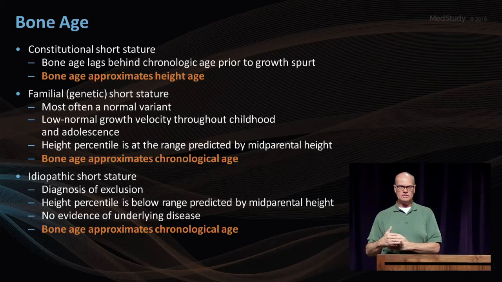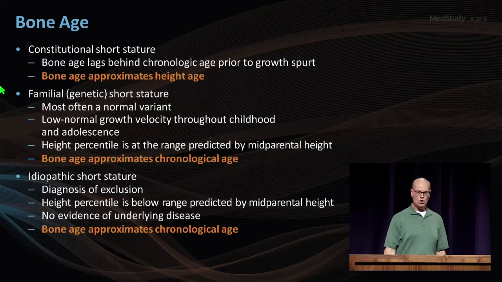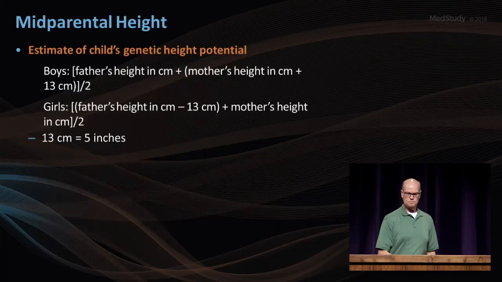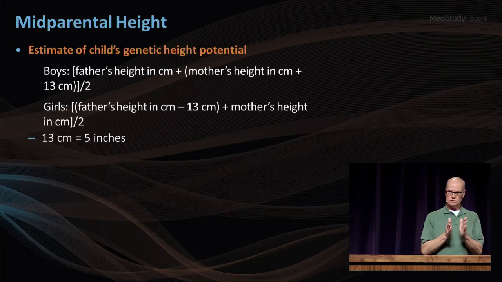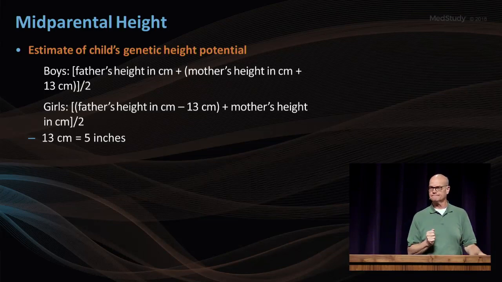So I would suggest that the very first thing you do, if you're given the option in a vignette, to evaluate a child with short stature, get a bone age. And know this particular slide, know your definition of height age and bone age and chronologic age, and know this particular formula, and then you have a pretty good idea as to whether or not you need to advance and do some additional workup or just sit tight. Okay?